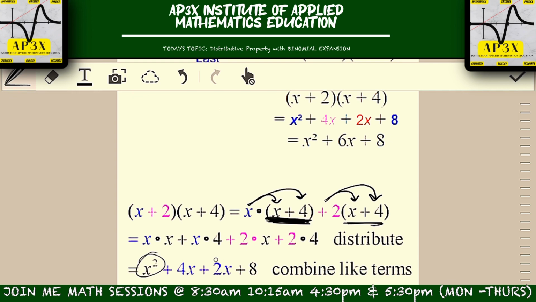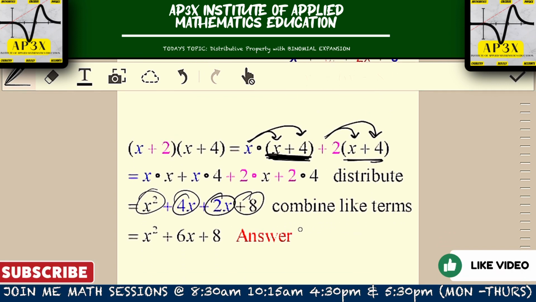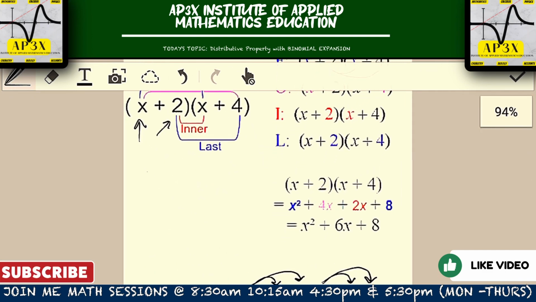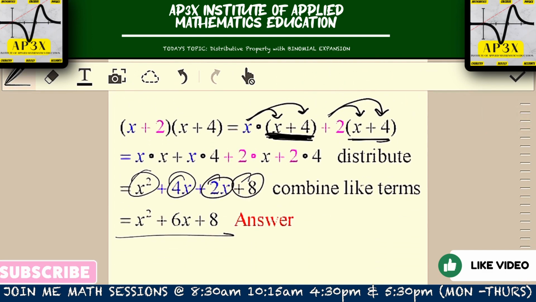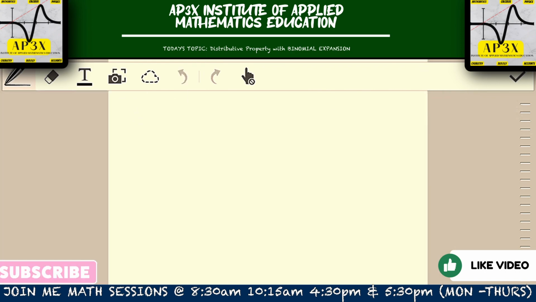So x times x will give us easily x squared. x times 4 gives us 4x. Then we have, of course, 2 times x is 2x. Then we have 2 times 4 is in fact 8. By simplifying this, we end up with an answer of x squared plus the like terms in the middle, so that's 6x plus 8. So the rules are very simple. After distributing, we combine the like terms, then we write down our answer. All right, so that is pretty much the idea behind the distributive law.